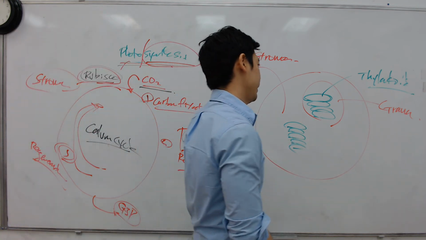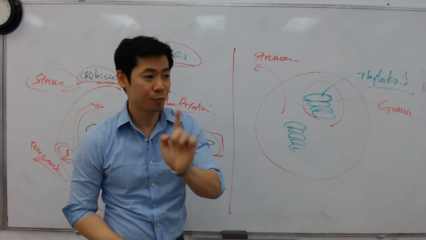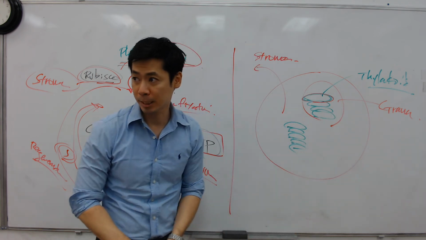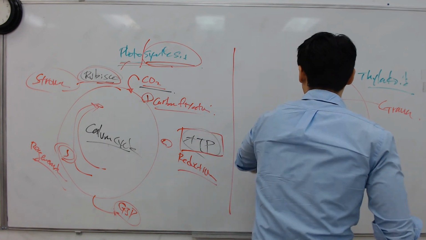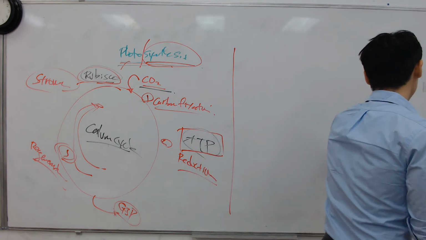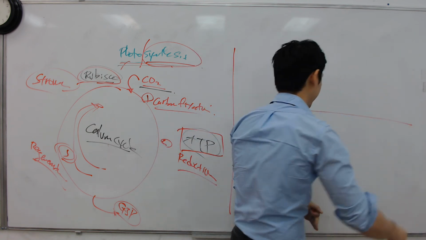Well, let's talk about the light-dependent reaction, right? It occurs where, guys? At the thylakoid. Okay, that's where it happens. So what's on this thing? Let's just talk about it at a high level here. On the thylakoid, this is the thylakoid membrane.